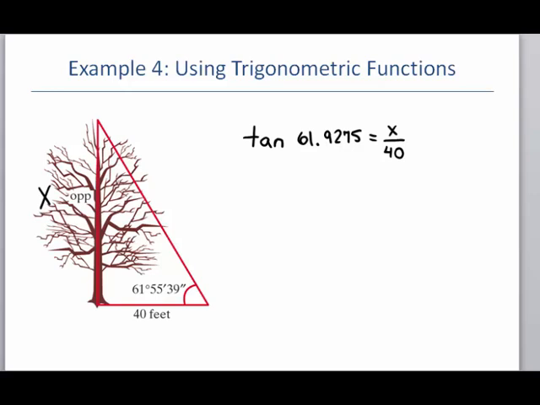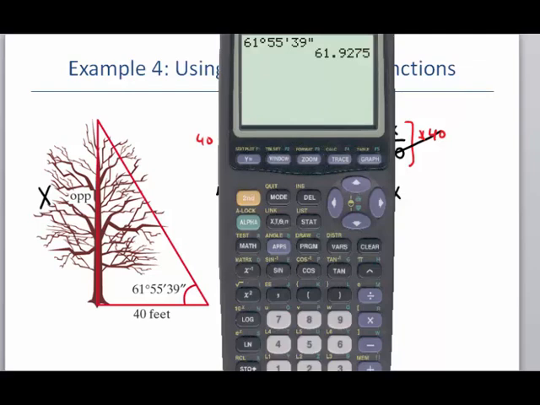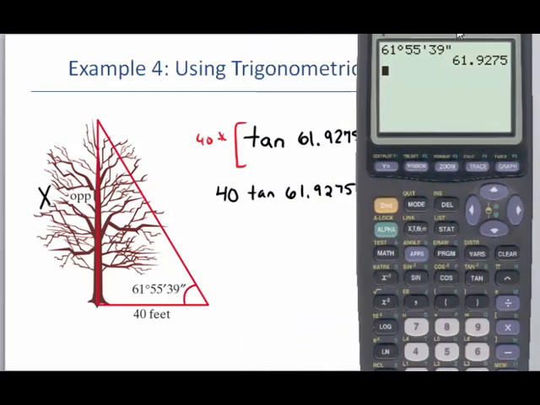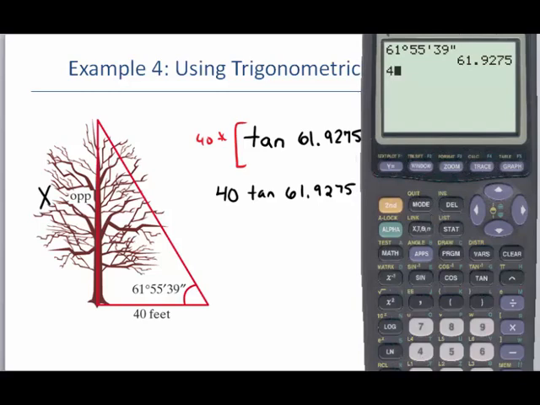So we will multiply both sides of the expression by 40, which is going to cause my 40s to cancel over here, leaving me just x. And then I have 40 times the tangent of my angle. And we can enter that into our calculator. So let's do that. We're going to do 40 times tangent, and we're going to enter in our angle 61.9275 and close the parenthesis.